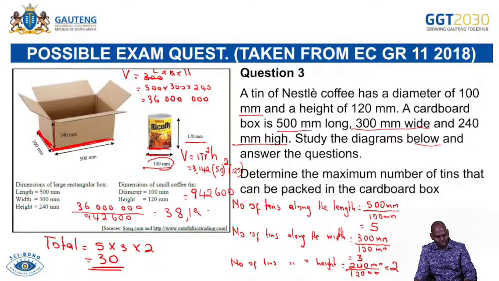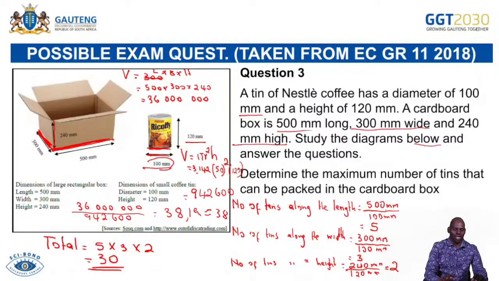38,1 and so on. But since we are talking about the number of items, this will be about 38. Can you see that if you are using the mathematical method, I'm getting more? It's 38. And this one I'm getting 30.